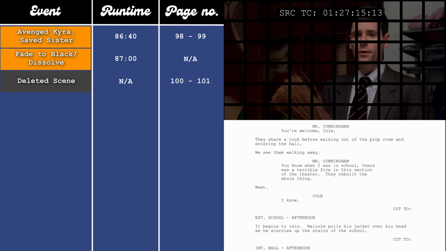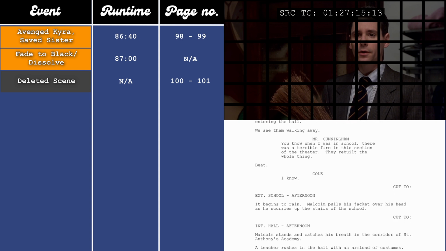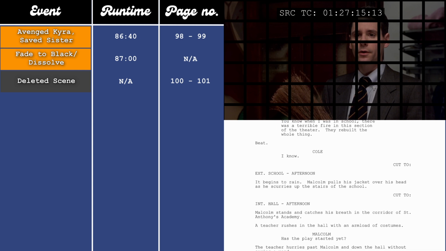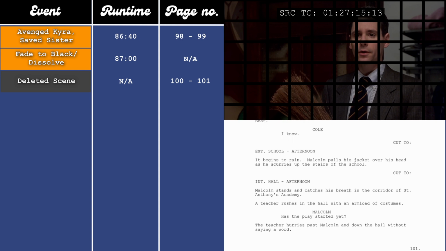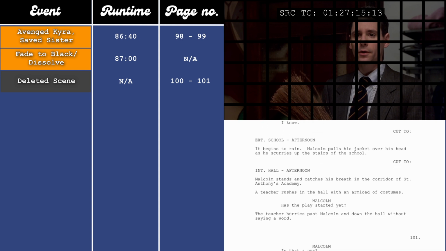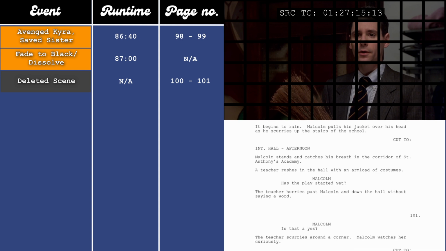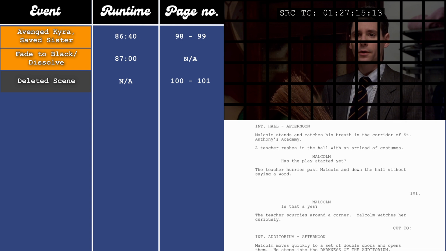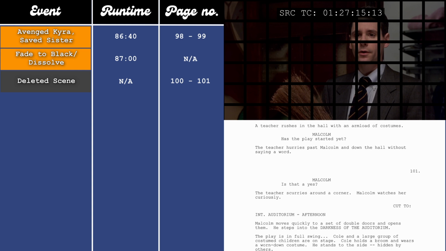"Exterior school afternoon. It begins to rain. Malcolm pulls his jacket over his head as he scurries up the stairs of the school." Cut to interior hall afternoon. Malcolm stands and catches his breath in the corridor of St. Anthony's Academy. A teacher rushes in the hall with an armload of costumes. "Malcolm, has the play started yet?" The teacher hurries past Malcolm down the hall without saying a word. "Is that a yes?" The teacher scurries round the corner. Malcolm watches her curiously. Then the play starts.